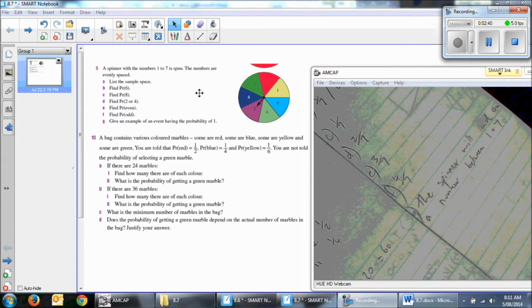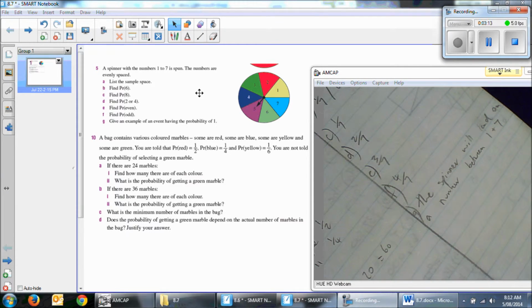Let's have a look at question 10. The bag contains various coloured marbles. Some are red, some are blue, some are yellow, and some are green. You were told that the probability of being a red inside that bag is a half. Probability of a blue is 1 in 4, and the probability of a yellow is 1 in 6. You are not told the probability of selecting a green marble. If there are 24 marbles, find how many there are of each colour.